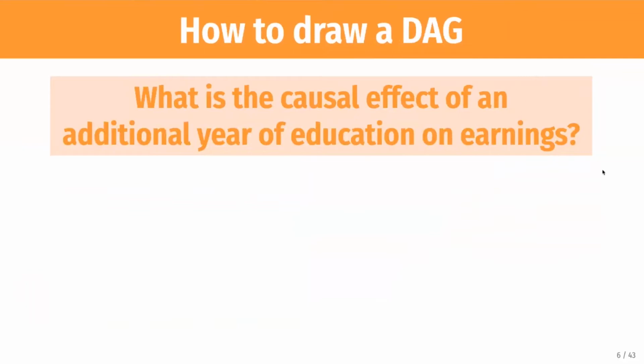So we'll use this question here. What is the causal effect of an additional year of education, university education, on earnings? This is a very typical econometric question. There are like a billion papers about this. So we'll just do a simplified version of this here and draw a DAG for it.